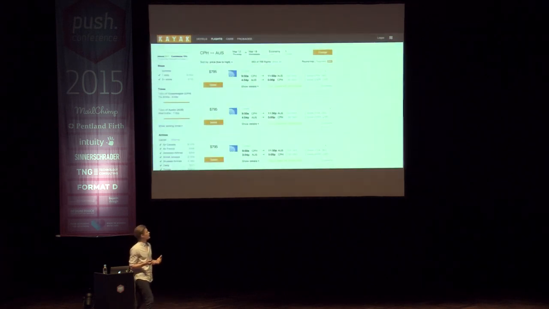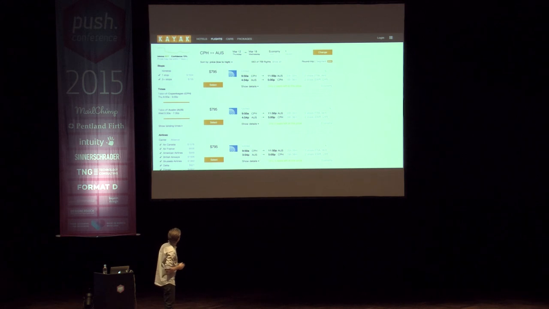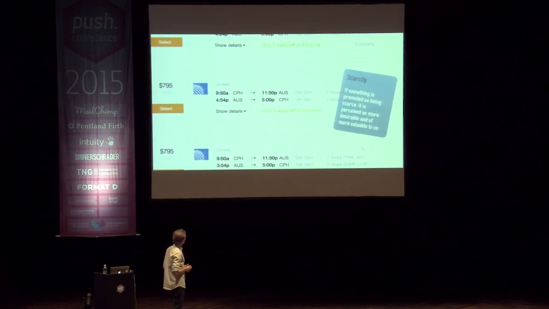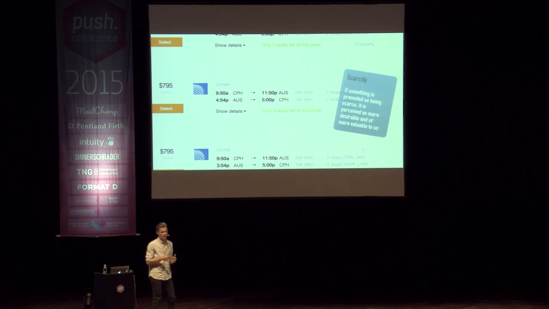And they're all pretty simple, actually. This is kayak.com. You can search for hotels, flights, cars, and different travel packages. And they use, again, scarcity. When I search for this plane ticket to Austin, it's South by Southwest time. There's only 3 seats left.